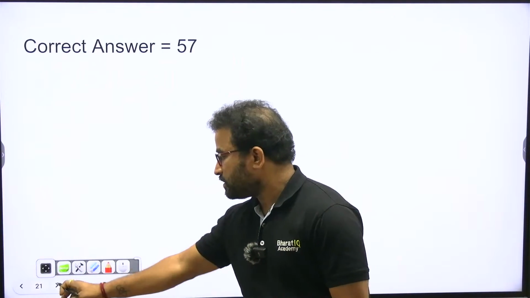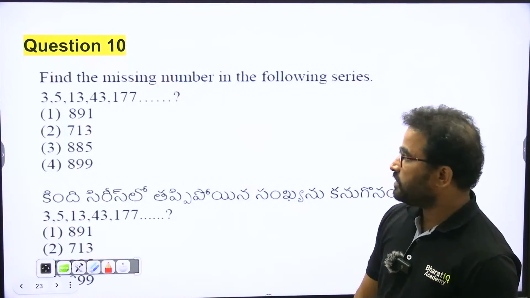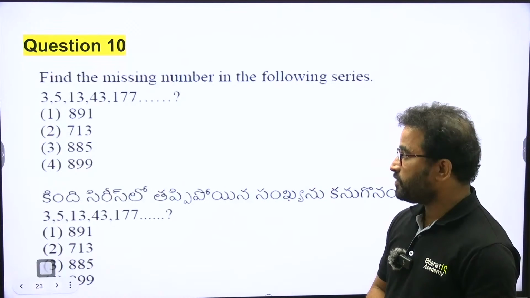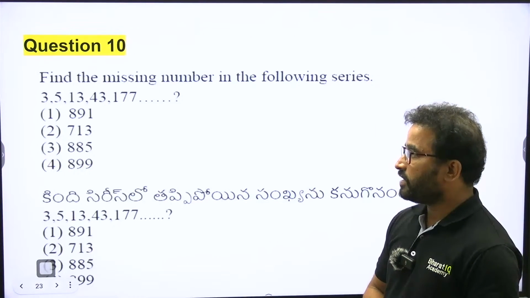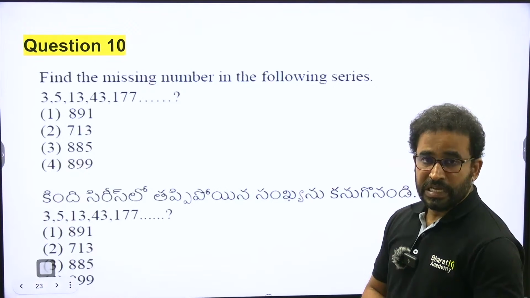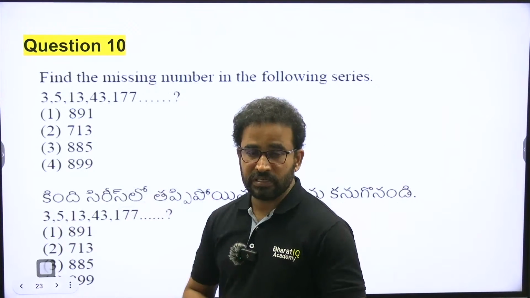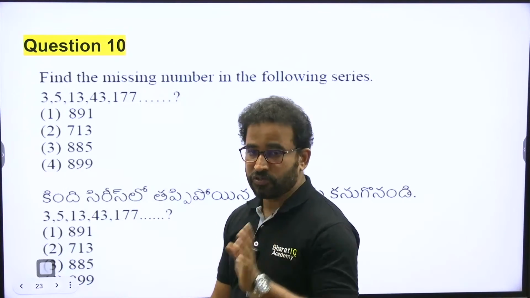So the next question, look at this one, shifts to a different point of view. We got some other questions. This belongs to series based questions. The series they have given is 3, 5, 13, 43, 177. If a series suddenly rises from double digit to triple digit, the first thing you need to focus on is multiplication only. You should remember that thing.